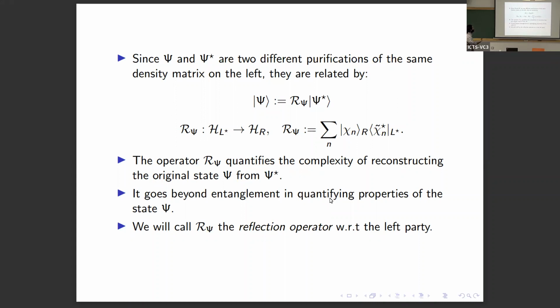In the case where the initial state psi was full rank, this R is a unitary operator. More generally, it need not be. But the important point to emphasize is that it only acts on one side. In some sense, you can think of this curly R as quantifying how hard it is to reconstruct the original state psi given psi star. For lack of a better word, I'm going to call this operator the reflection operator. If you have any better suggestions for what I should call it, you should let me know. Why the word reflection will hopefully become clear as we go on.